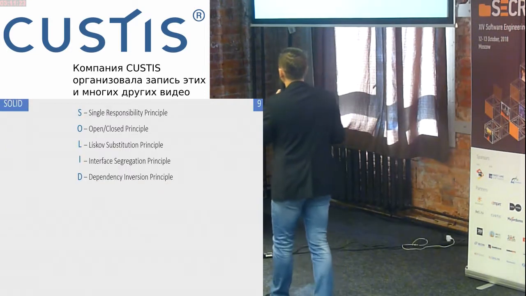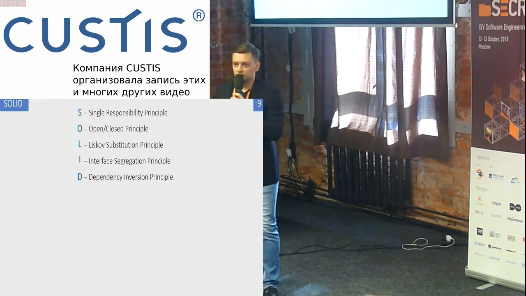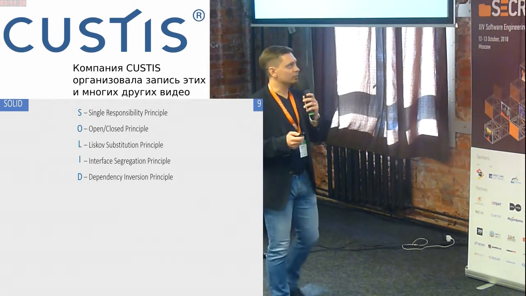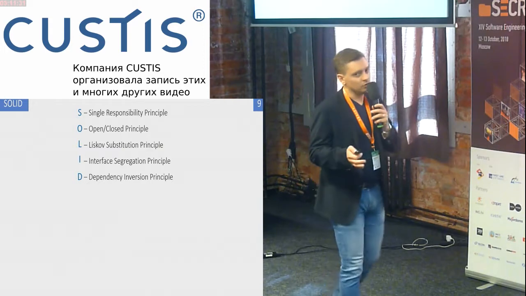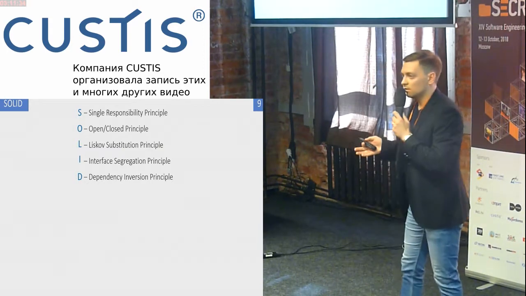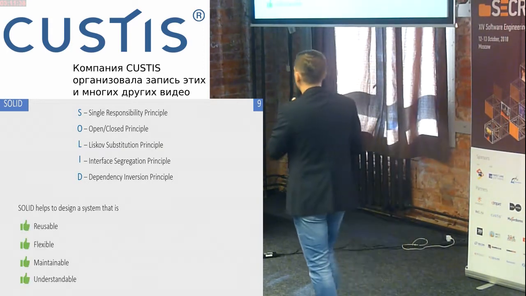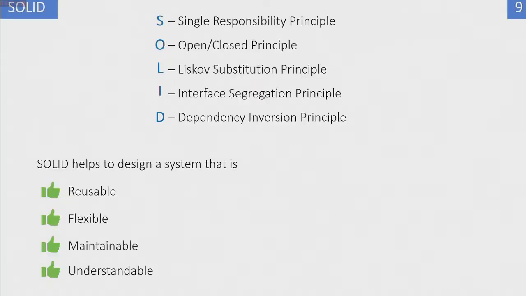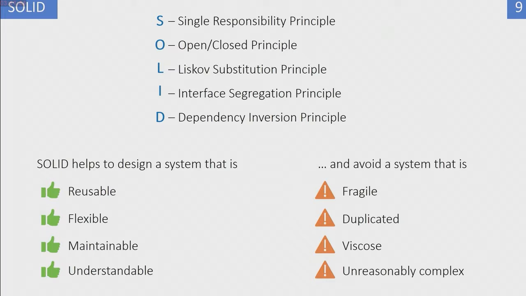SOLID principles. SOLID is an acronym, each letter of which represents an important principle of developing object-oriented code. SOLID helps to design systems that are reusable, flexible, maintainable, and understandable, and to avoid such unpleasant things as fragility of the program, duplication of code, viscosity, and unreasonable complexity of your programs.